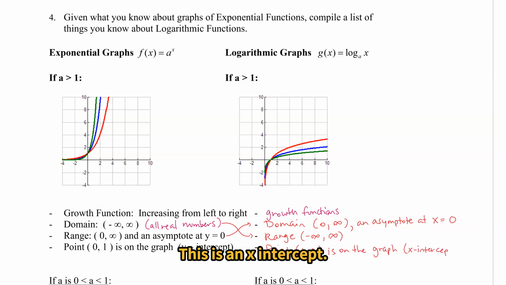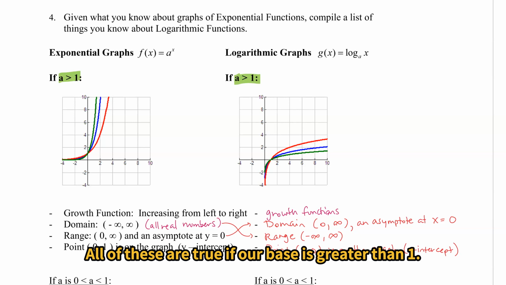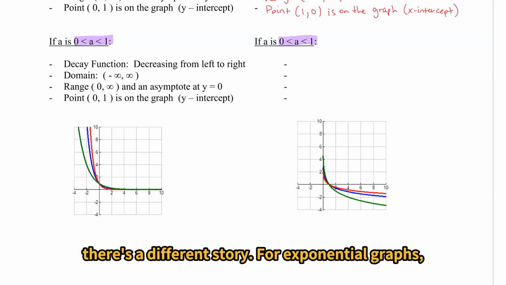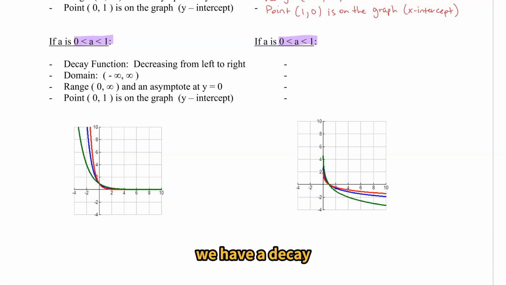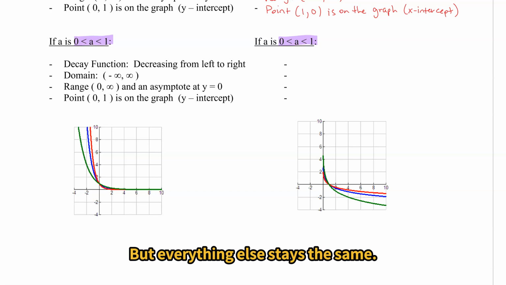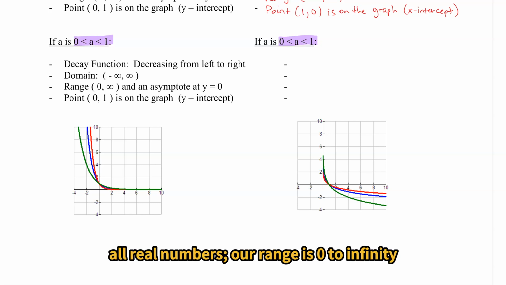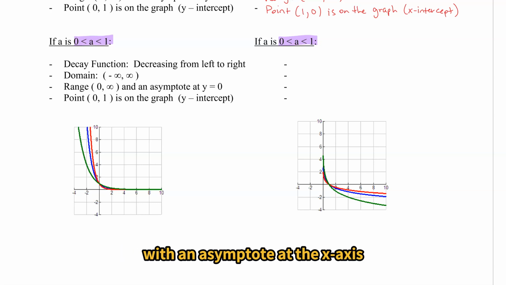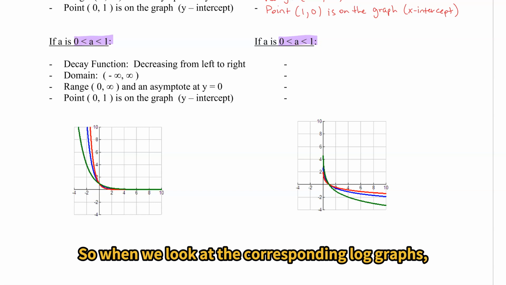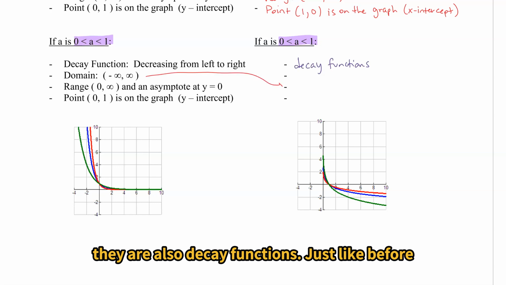This is an x-intercept. All of these are true if our base is greater than 1. For bases between 0 and 1, there's a different story. For exponential graphs, we have a decay function. It decreases from left to right, but everything else stays the same. Our domain is still all real numbers. Our range is 0 to infinity with an asymptote at the x-axis, and the point (0, 1) is on the graph as the y-intercept. So when we look at the corresponding log graphs, they are also decay functions.